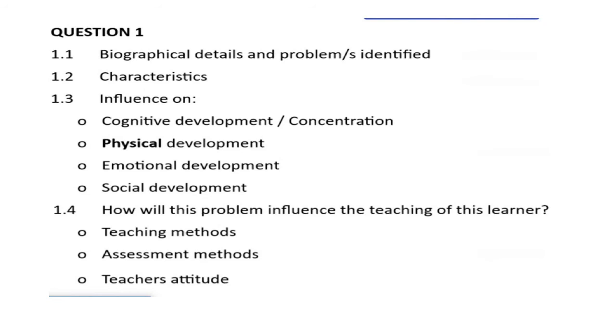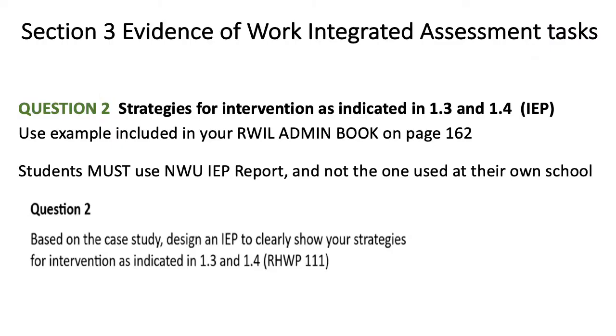Then you'd also need to mention the biographic details of the problem identified, the characteristics, and there it all is again. So this is just a repeat of the slide I've just discussed previously. So in section 3 then, question 2, you'll put your strategies for intervention as indicated in 1.3 and 1.4 of the IEP.